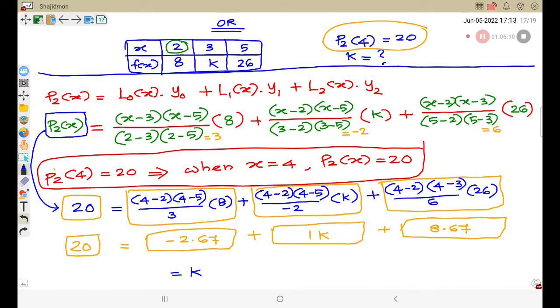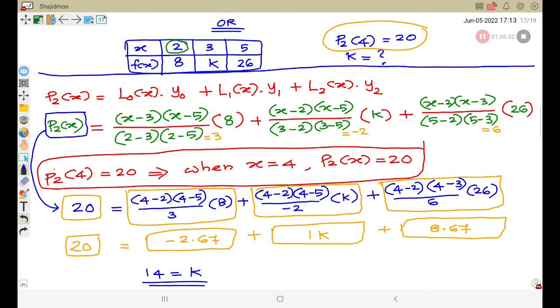I hope you will get it, because 20 plus 2.67 minus 8.67 is 14. So this is the answer. Here we will get it. Okay, it is clear, correct?